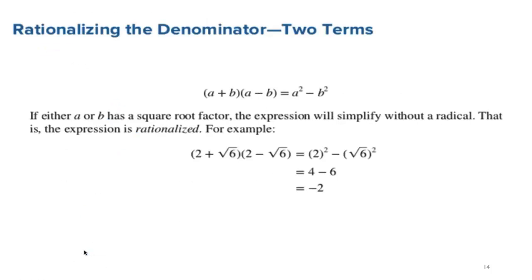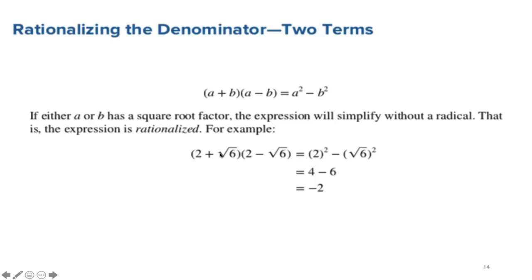Okay, what if I have 2 terms? Well, remember from one of the previous lectures that a plus b times a minus b, the cross terms cancel. A times a is a squared, a times minus b is minus ab, plus ab. Those cross terms cancel, and then you have b times minus b is minus b squared. And so we're going to use this trick to rationalize our expression that has a radical at the denominator.